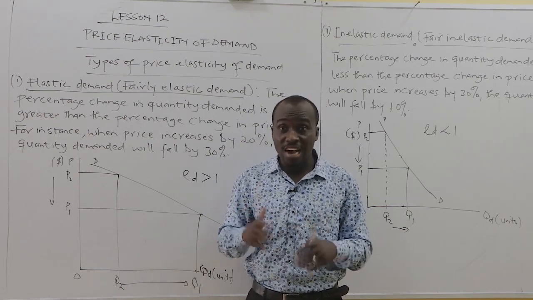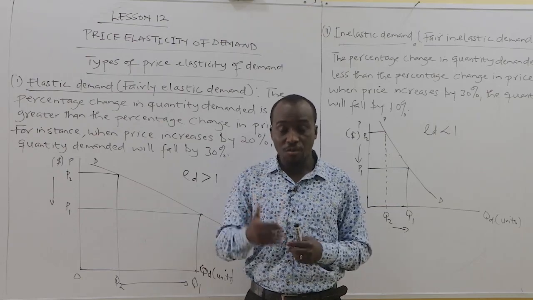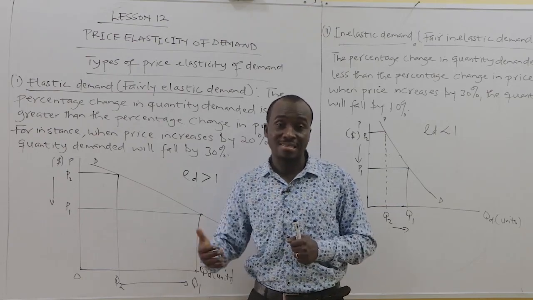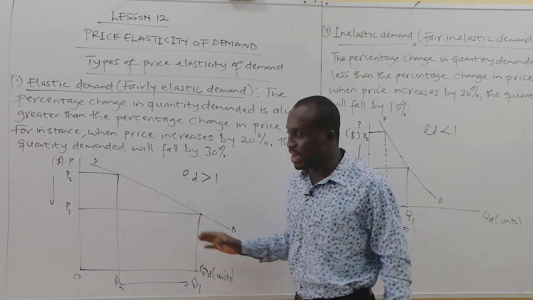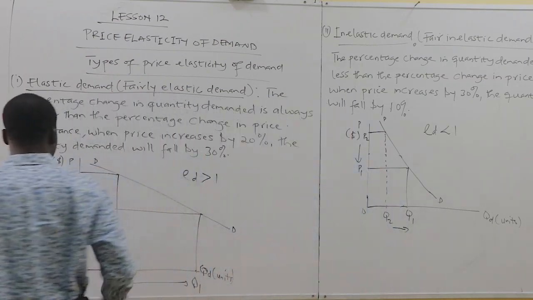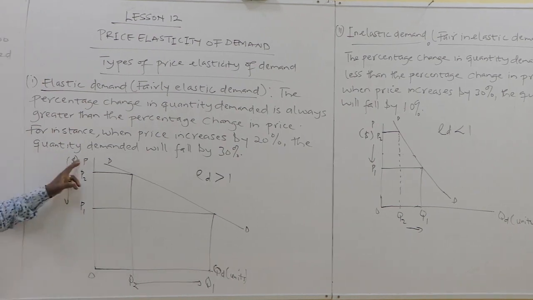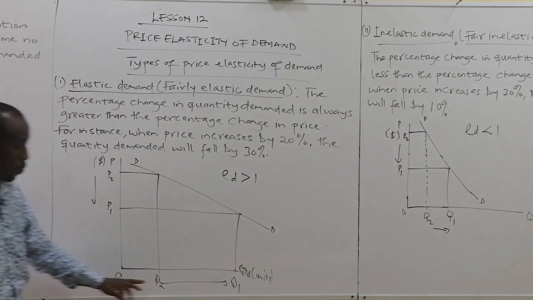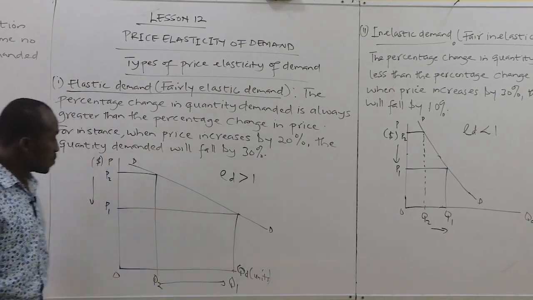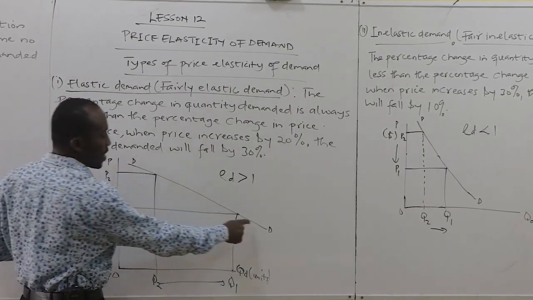So look at the things you buy. When there's a change in price, how do you behave towards that thing? And see whether the things you buy on the market are elastic or inelastic. So let's use this diagram to explain the point here. What do we see here? Remember we have our price line here. We have our origin. We have the quantity, right? So we have our demand curve here.